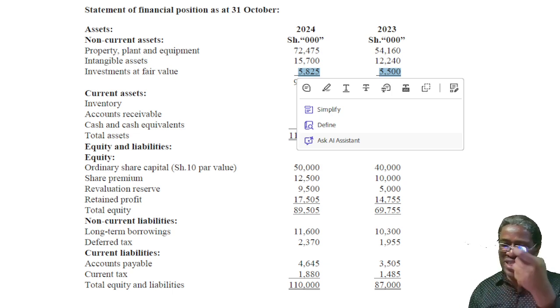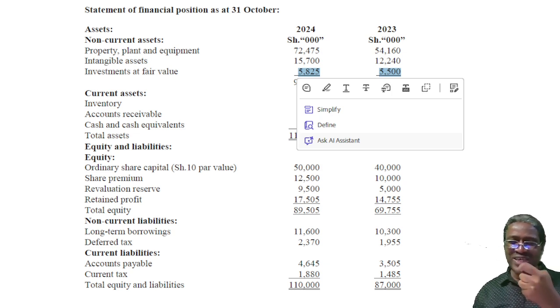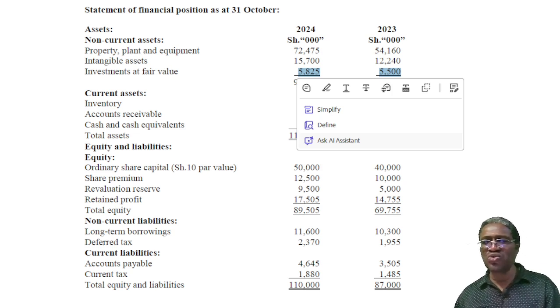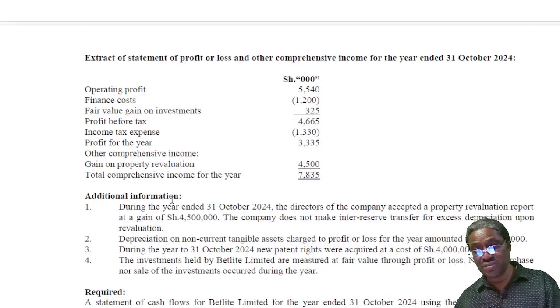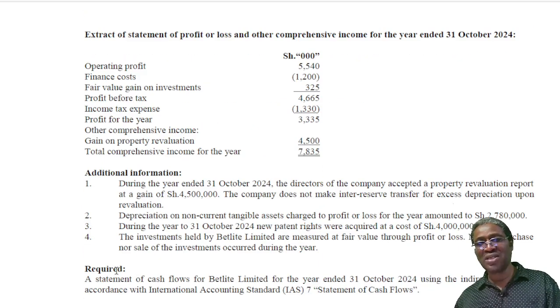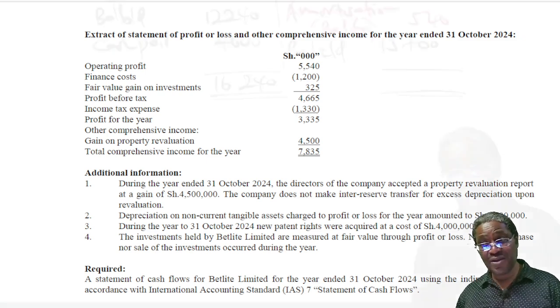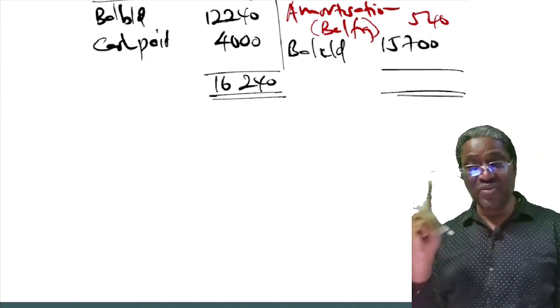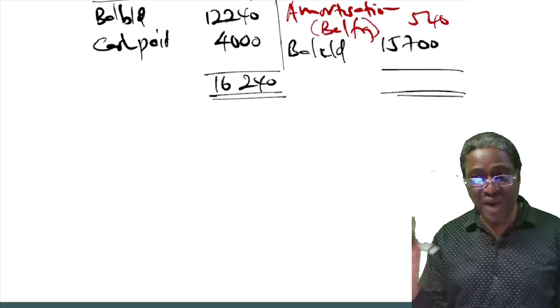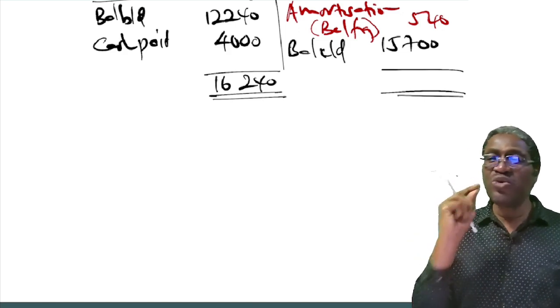Get the point here, they are telling you that the treatment of the gain is the one to go through P&L. If you look at the additional information, they told us that this is an investment that is measured at fair value through profit and loss, from note number 4. So that means there is a gain on revaluation of the investment by 325. How will you treat that gain?